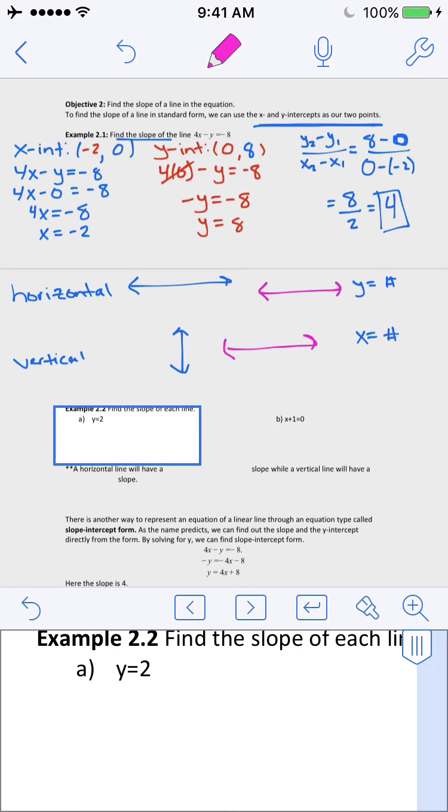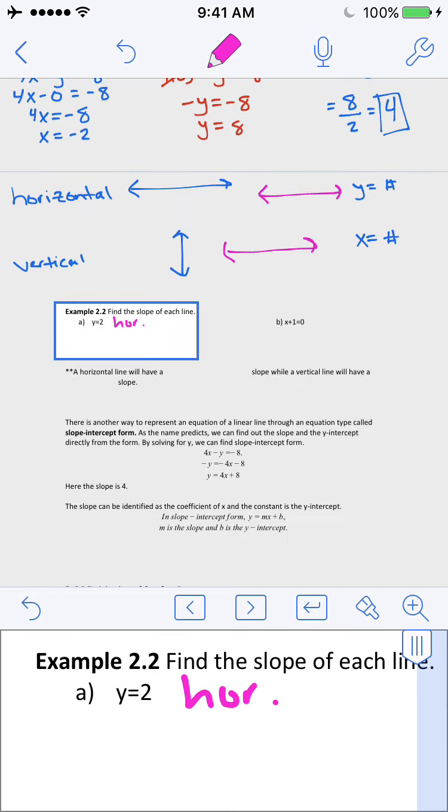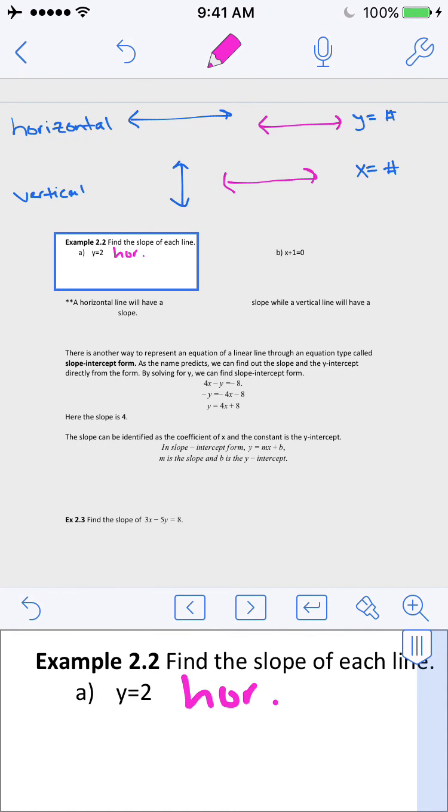Okay, so then we look at this equation in 2.2a, y equals 2. What kind of line is that? That would be a horizontal line. Good, horizontal. So now let's think of that slope. We've got this horizontal line, and we've got 2 points on there.